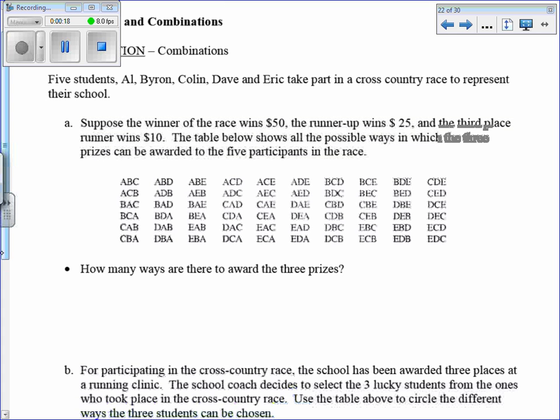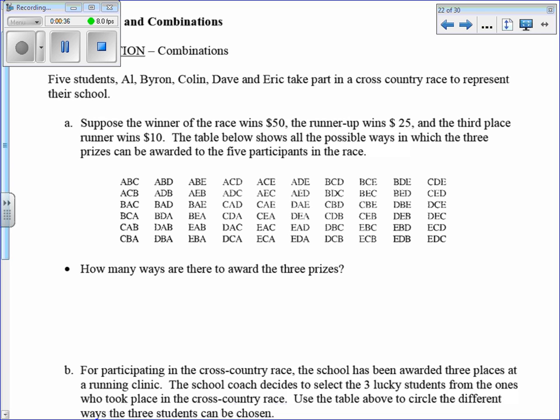But basically, we have 5 students, Al, Byron, Colin, Dave, Eric. They take part in a cross-country race to represent their school. The winner gets $50, runner-up gets $25, and third place gets $10. So different first, second, third positions are awarded, and it's very different what each position is.